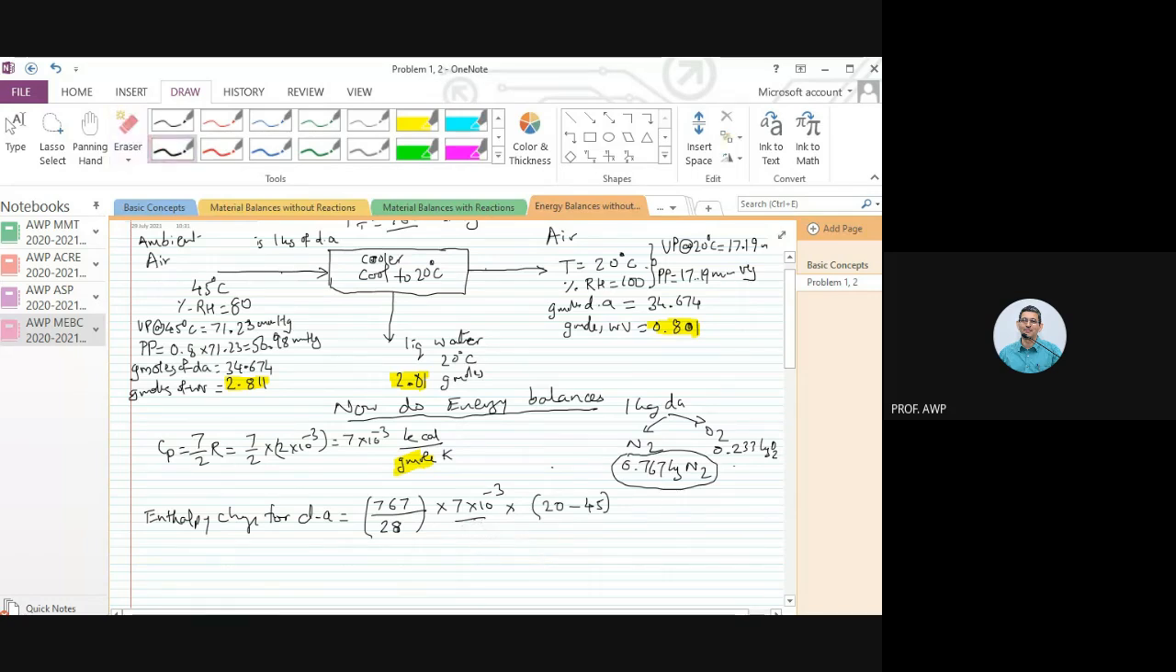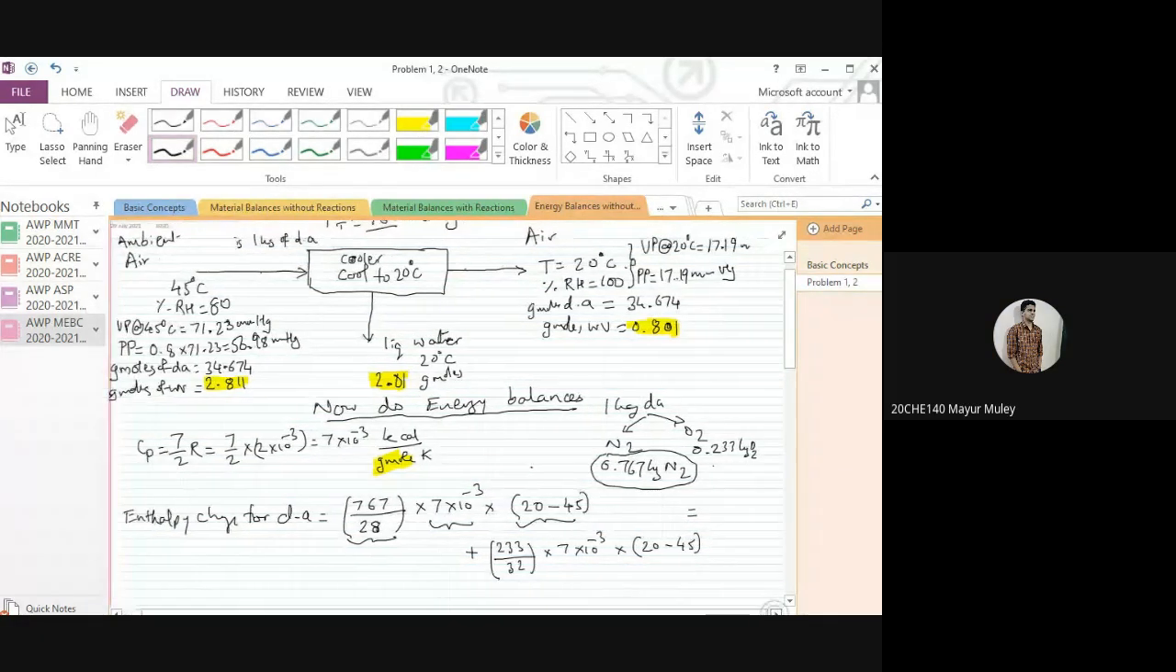So just let me explain. So gram moles of nitrogen into CP of nitrogen into the change of temperature. It is cooling from 45 to 20. Yes. And for oxygen, 233 grams divided by 32, that's the molecular weight of oxygen, into CP, 7 into 10 raised to minus 3 into 20 minus 45. Yeah. Okay, so now you calculate this number.